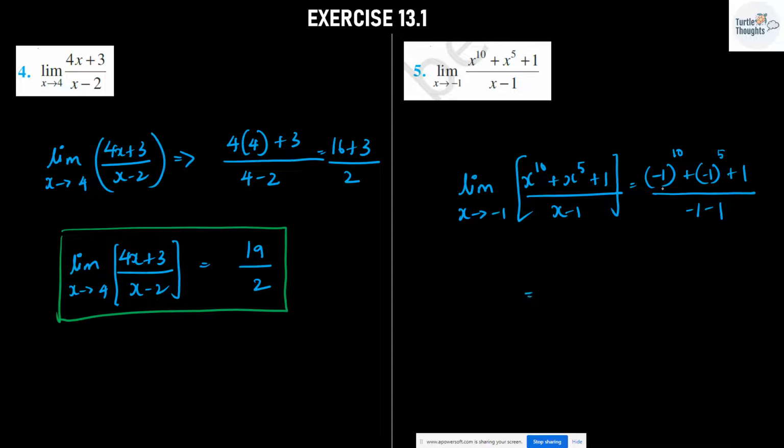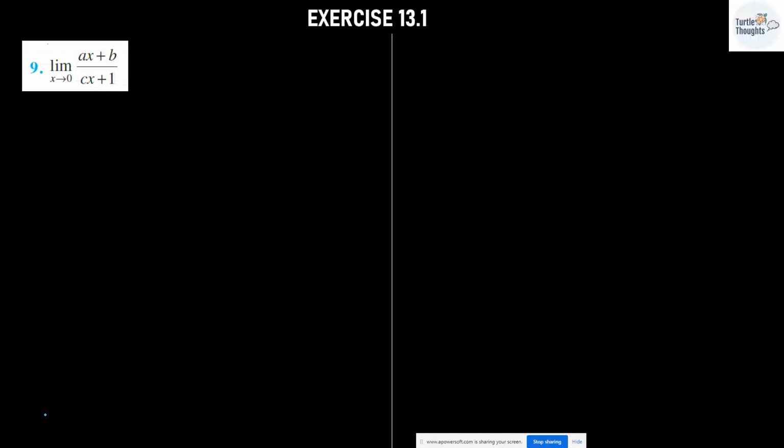So I will be getting the answer as minus 1 raised to the power of an even number is going to be a positive 1, plus 1, minus 1 raised to the power of an odd number is minus 1, plus 1 divided by minus 2. So the answer is going to be 1 over minus 2. I can write it as minus 1 over 2. This is going to be the answer for the fifth one. Let me take one more problem based on direct substitution.